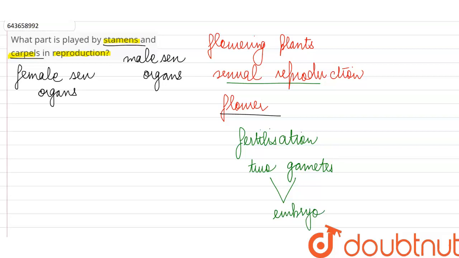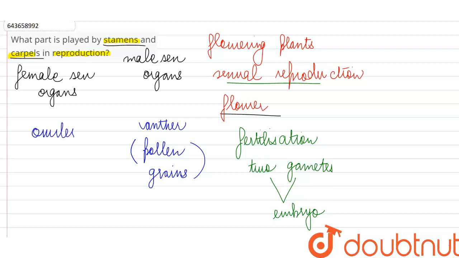formed. So the stamen we see, it has an upper part or a terminal part known as the anther, and it is inside this anther that the pollen grains are formed, and pollen grains will contain the male gamete. Similarly, we see in the carpel, its basal part is quite enlarged. It is known as the ovary, and inside this ovary we will find the ovules, in which there is the female gamete or the egg.